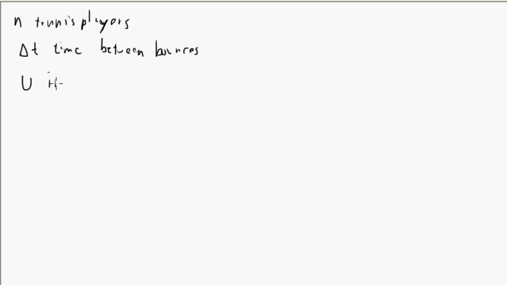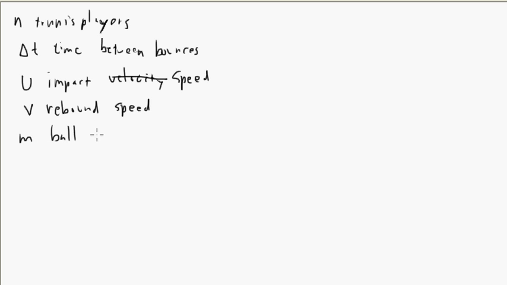And what we have is, let's see. So you've got N tennis players, and delta t, the time between bounces per player. u is what I'll call our impact velocity, and v is our rebound velocity, or more correctly, rebound speed, and m is ball mass.